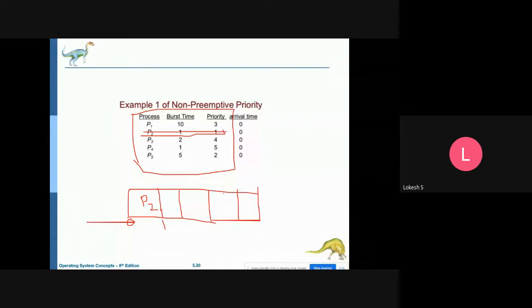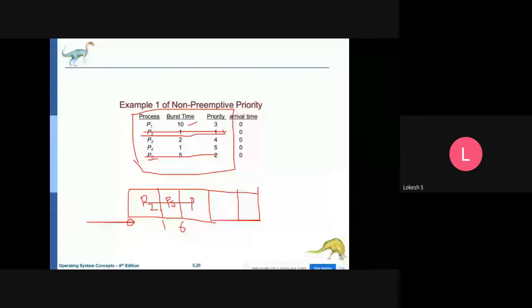Now what is the second priority? Second priority is P5. It has a burst time of 5. So 1 plus 5, 6. Now this is also over. Next, the third priority is P1. P1 has a burst time of 10. So 6 plus 10, 16. This is also over. Next, the fourth priority is P3.